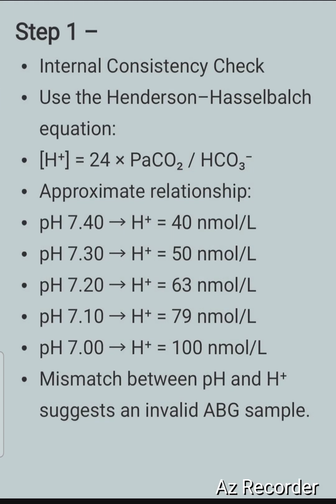In step 1, check internal consistency. Use the Henderson-Hasselbalch equation, which is H is equal to 24 into PaCO2 divided by bicarbonate. The approximate relationship is, if pH is 7.40, then hydrogen ion will be 40 nanomole. If pH is 7.30, hydrogen will be 50 nanomole per liter. If pH is 7.20, hydrogen will be 63, and so on. The mismatch between pH and hydrogen suggests an invalid ABG sample.